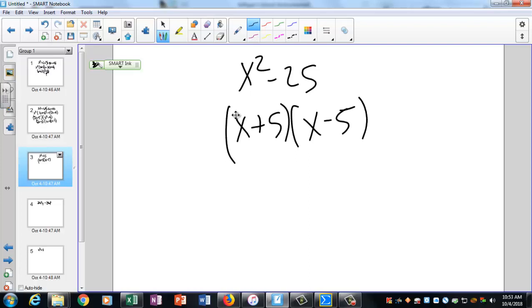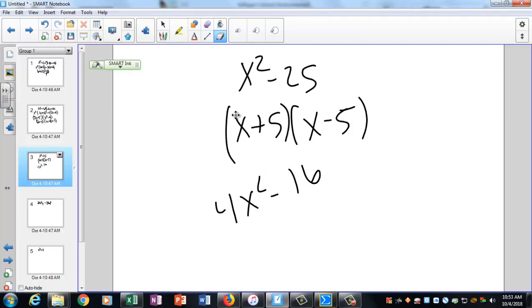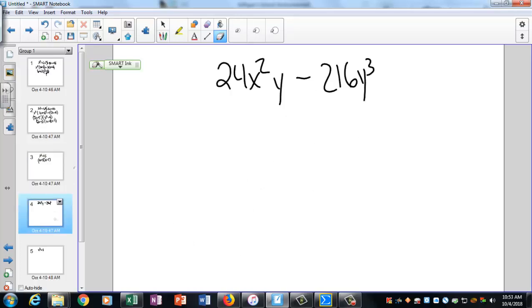And the reason I know that we discussed it is I think we worked on a problem that looked like this, where we had 4x squared minus 16. And I told you got to take out a common factor. All right. Holy moly. Who's got this?